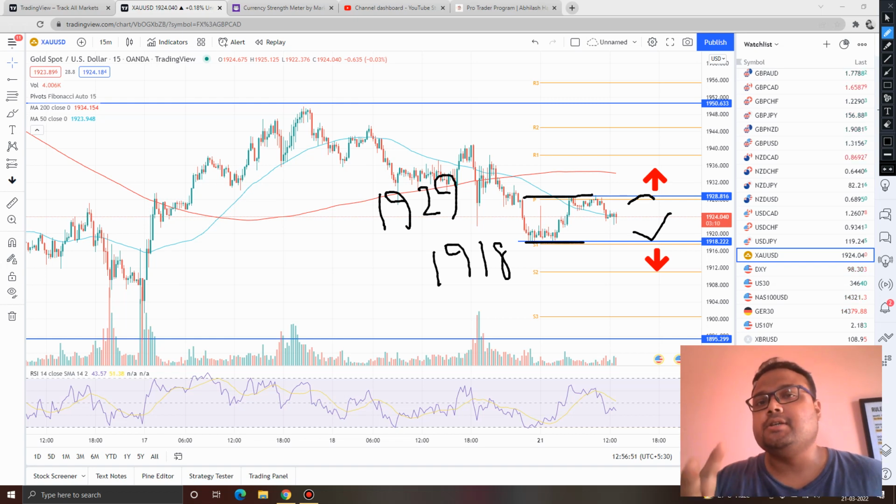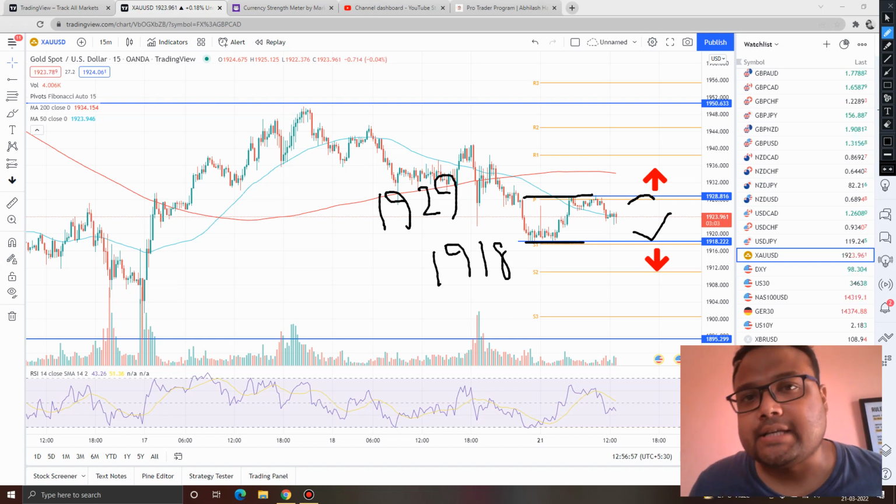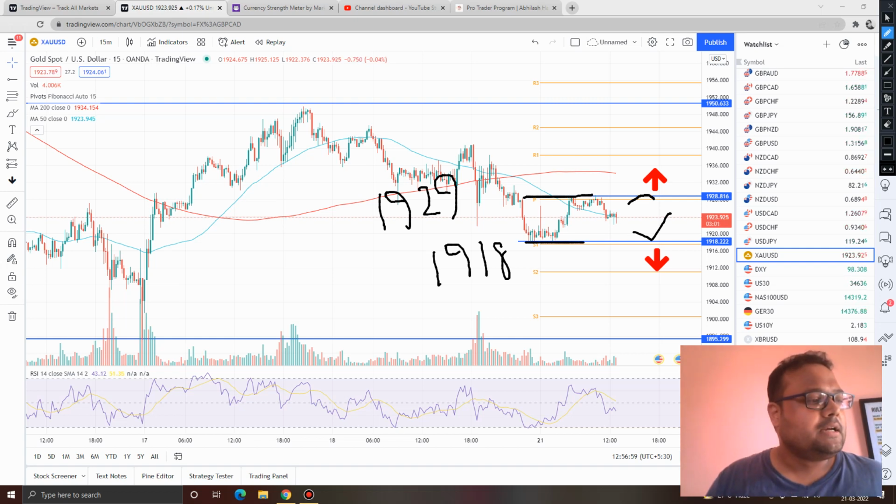But yes, observation will be important. Observe the level first, because these are minor levels. Confirmation is extremely important. If the market reverses, then only take a sell position.